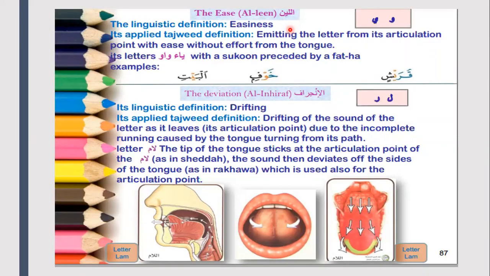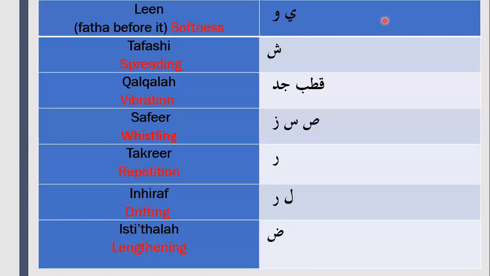Harf lean basically means easiness. So it's easy to emanate the letter from its articulation point with ease and without any effort from the tongue. There are two letters of lean, which are ya and waw. You can see in the table that I've created that there's a ya and a waw.